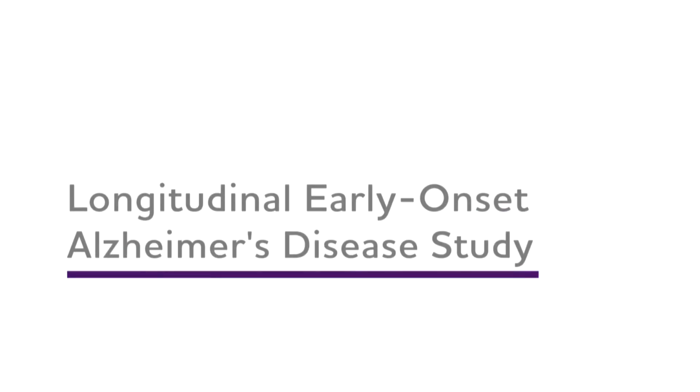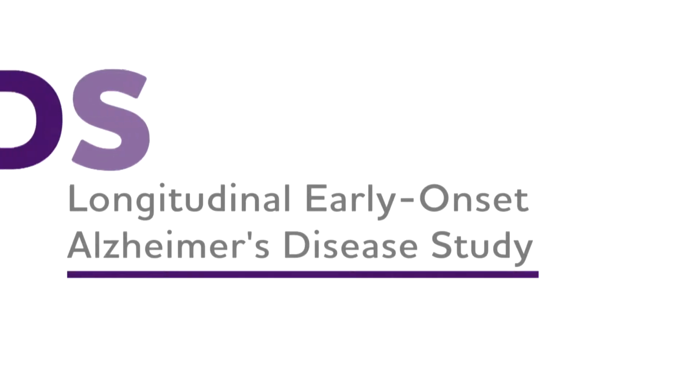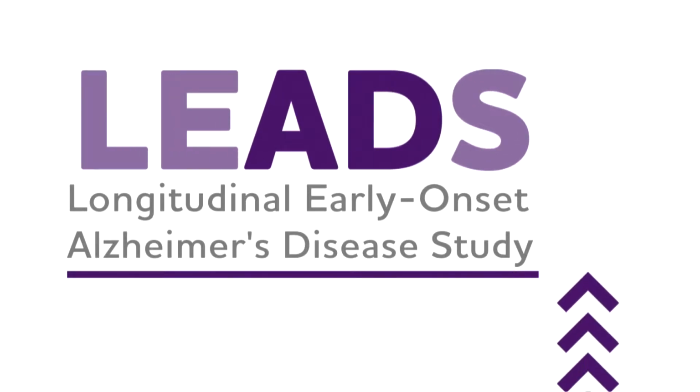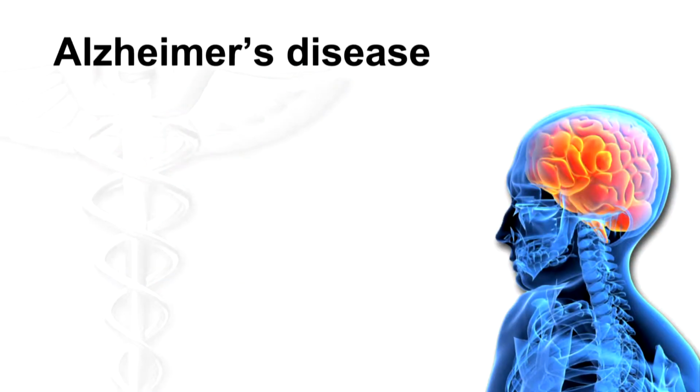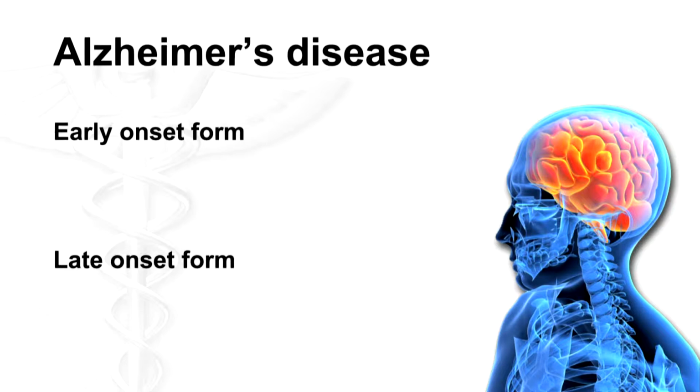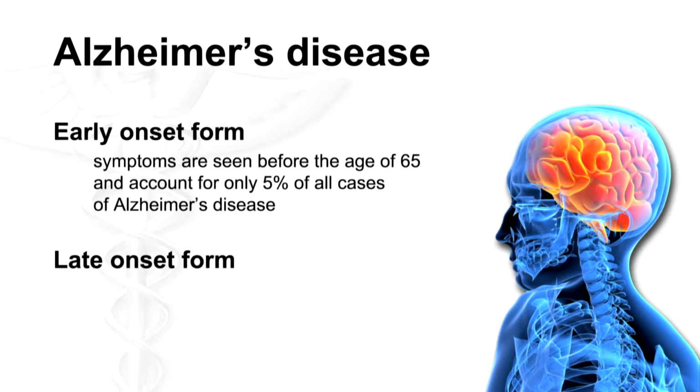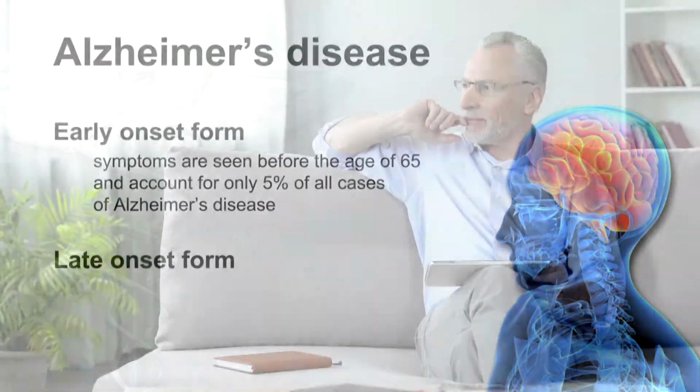As part of participating in the longitudinal early onset Alzheimer's disease study, also known as LEADS, you will be able to learn if we find a mutation in one of the genes known to cause early onset Alzheimer's disease or other related disorders. Alzheimer's disease is classified as either early onset or late onset form. In the early onset form, symptoms are seen before the age of 65 and account for less than 5% of all cases of Alzheimer's disease.